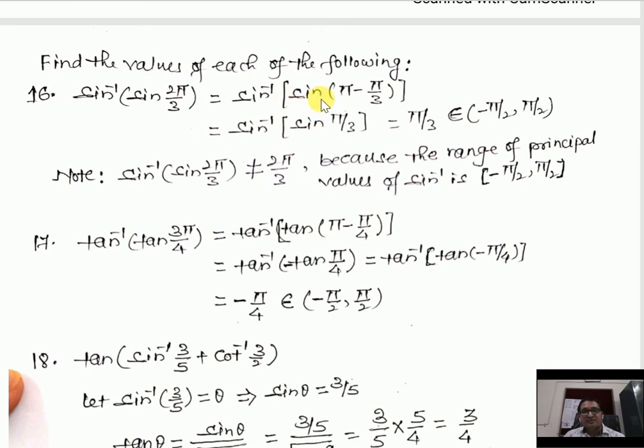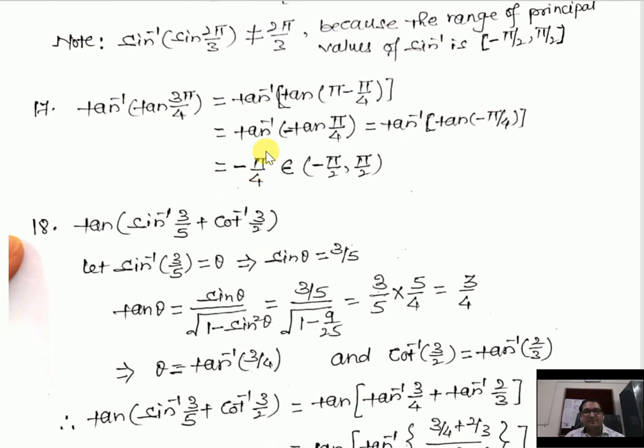So sin inverse sin 2 pi upon 3, you have to break. So you can write pi minus pi upon 3. So sin of 180 minus theta is equal to what? Sin theta. It will lie in the second quadrant. In the second quadrant, sin and cosec are plus. So sin pi by 3. So sin inverse sin eliminated, pi upon 3. Pi upon 3 belongs to the interval minus pi by 2 to pi by 2, right?